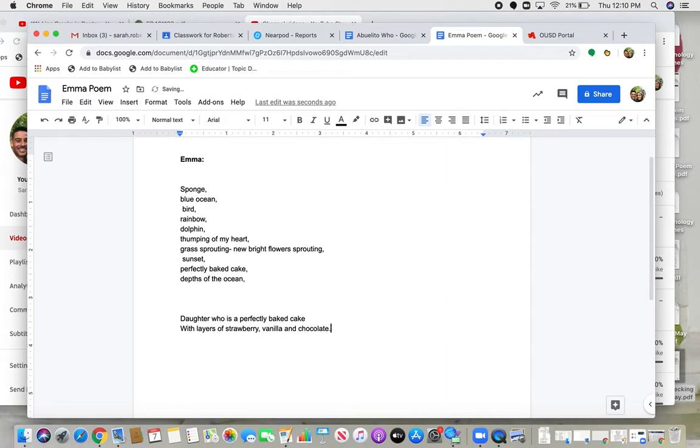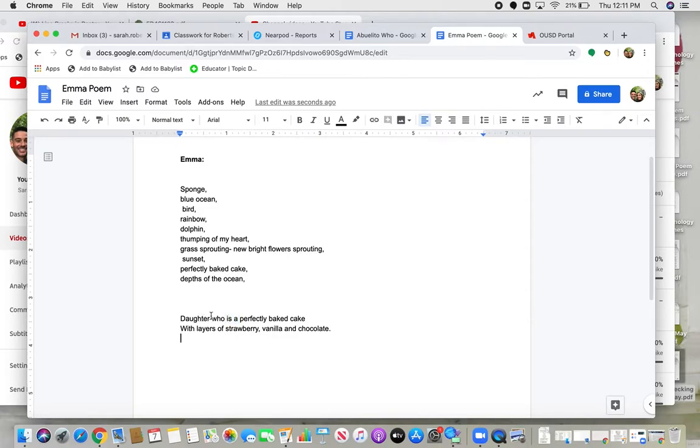So when I say this, I'm not saying Emma is a cake, because she's not a cake, right? I'm comparing. And notice here, I'm not using a simile, I'm using a metaphor. I'm telling you that she is a perfectly baked cake because using a metaphor is much deeper and more powerful sometimes than using a simile.